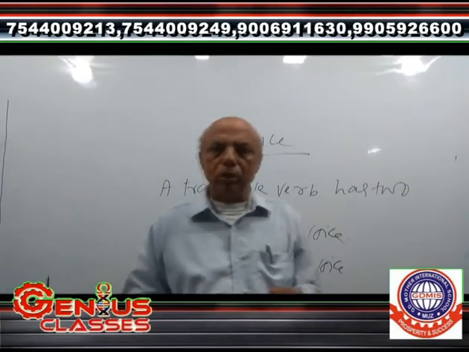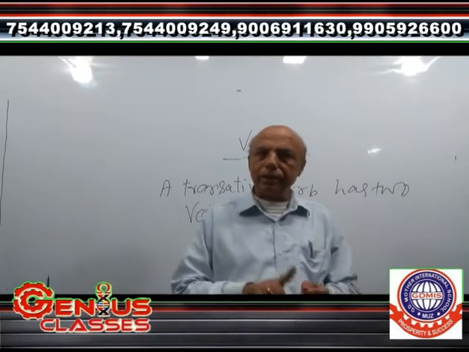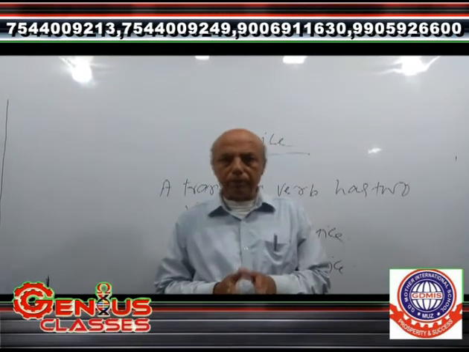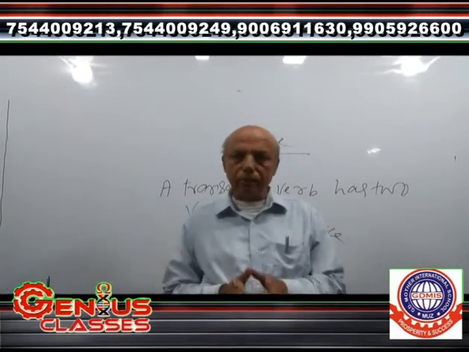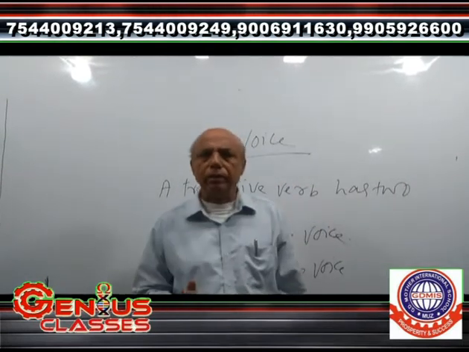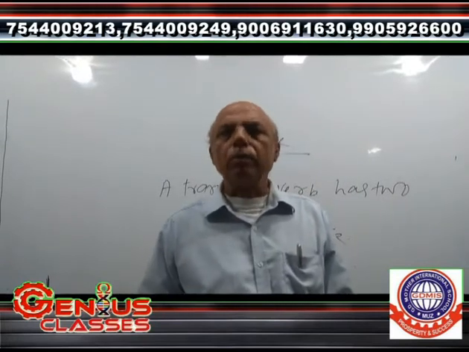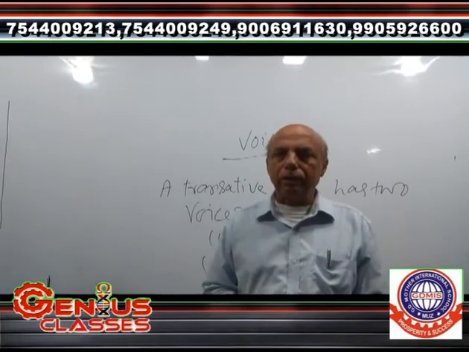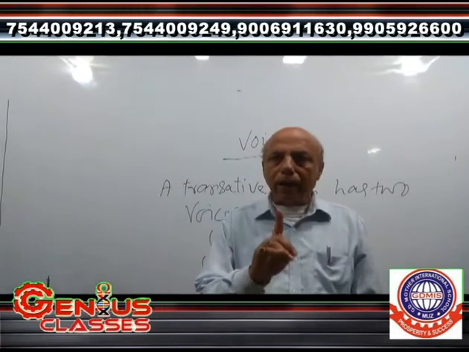The first rule: the subject is changed instead of the object, and the object is changed instead of the subject. Second, auxiliary verbs, helping verbs, are used as per tense. V3 is always used in the passive voice. It means the third form of the verb is always used in the passive voice. And the fourth: before the changed object, by is used.